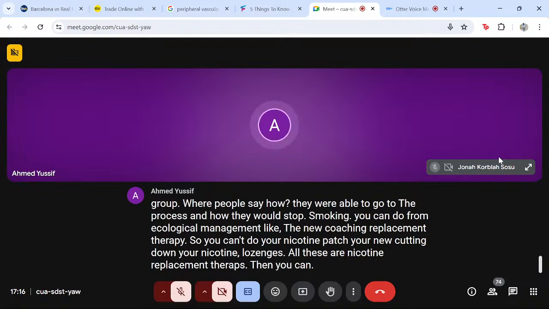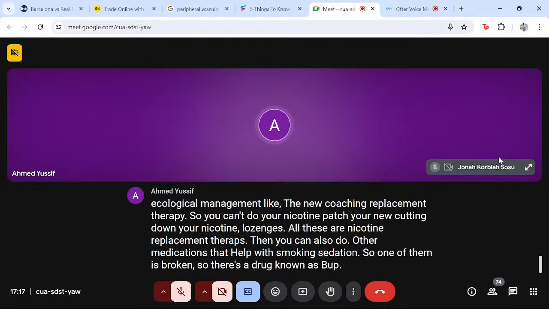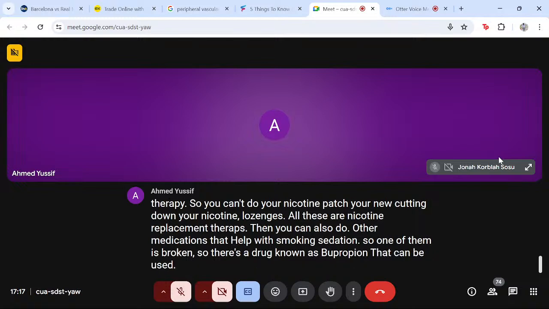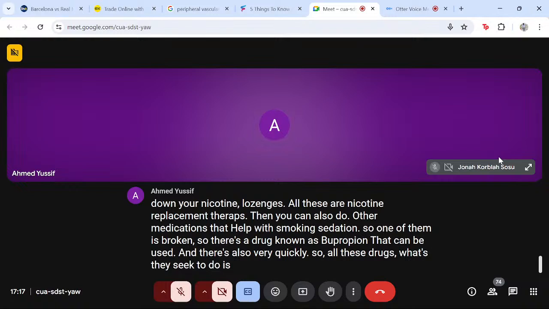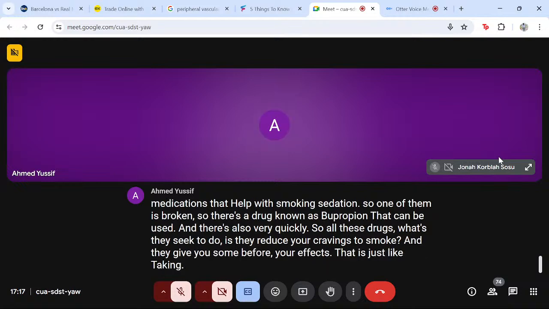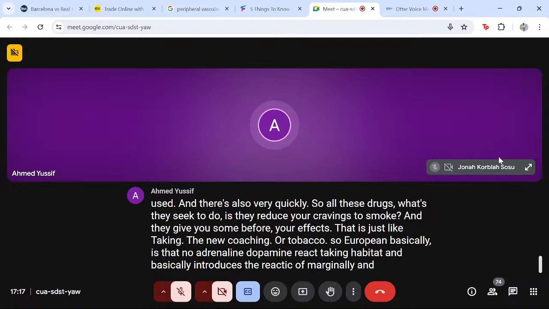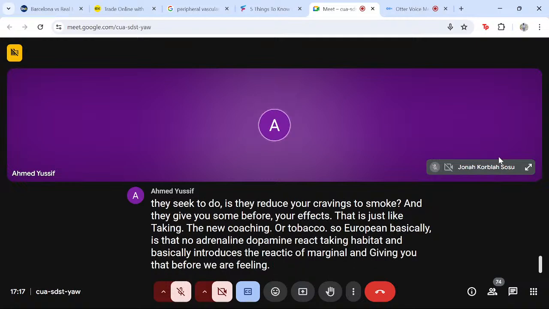Then you can also use other medications that help with smoking cessation. One of them is bupropion, and there's also varenicline. What these drugs seek to do is reduce your cravings to smoke, and they give you some euphoria, just like taking nicotine or tobacco. Bupropion is a noradrenaline-dopamine reuptake inhibitor. It reduces the reuptake of noradrenaline and dopamine, giving you that euphoric feeling, but it's not as if you are smoking.